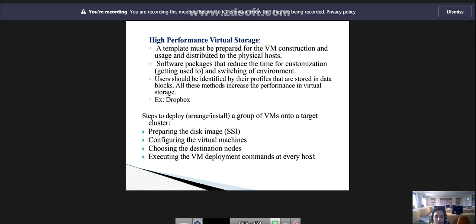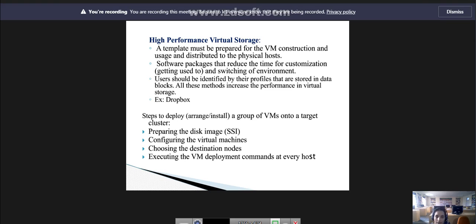Many systems use templates to simplify the disk image preparation process. A template is a disk image that includes a pre-installed operating system with or without certain application software. So, templates could implement the COW, it means copy on write format. A new COW backup file is very small and easy to create and transfer. So, this is called the high performance virtual storage.